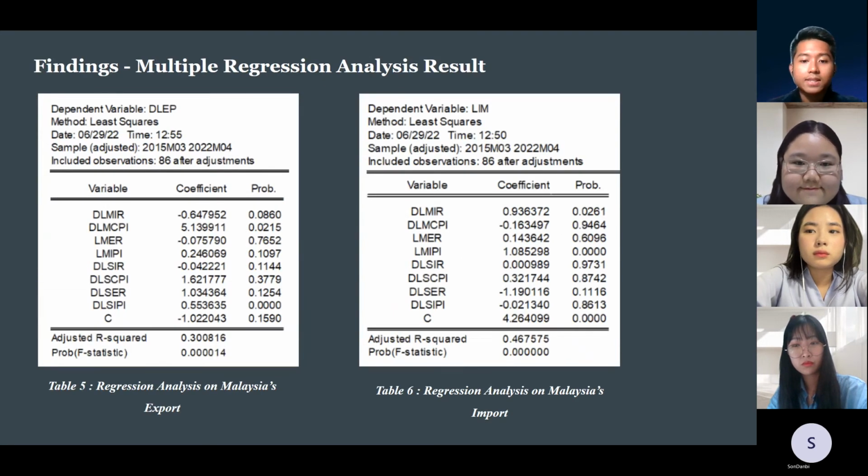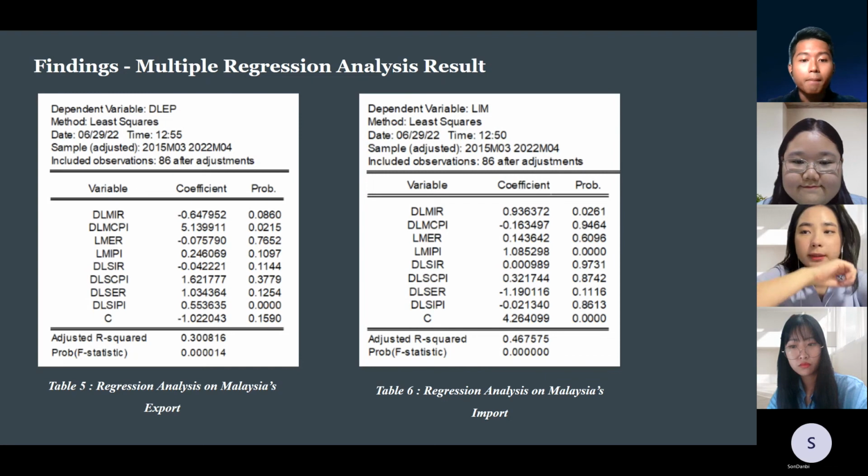Next. Through the regression analysis, we found that Singapore IPI and Malaysian CPI positively correlate with Malaysian export, with Malaysian CPI correlating much more significantly than Singaporean IPI, illustrated by a significantly higher coefficient figure. On the other hand, the Malaysian interest rate correlates negatively with Malaysian export at a moderate strength. This strengthened the finding of the previous coefficient correlation analysis.